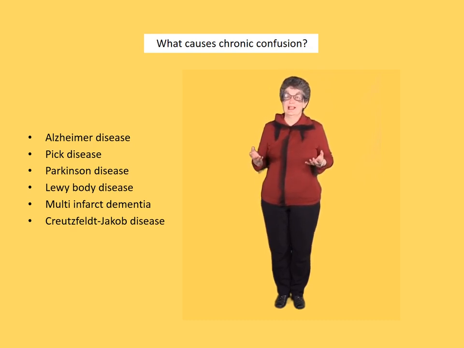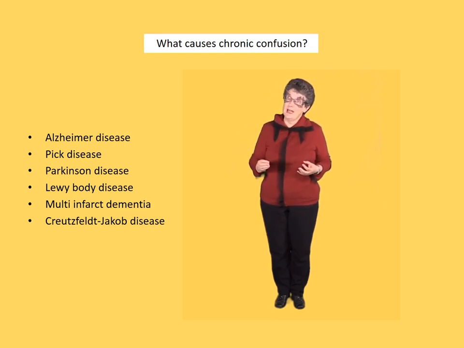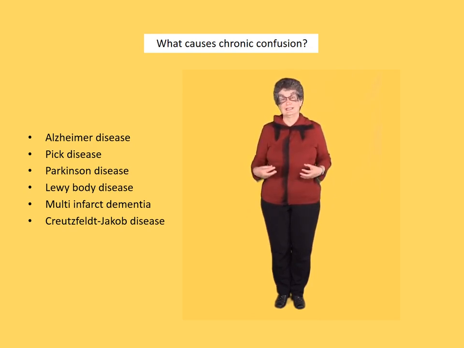For example, in Alzheimer's disease, the problem is memory loss, whereas in Pick's disease, there's often an abnormality in frontal lobe processing and emotional control. Parkinson's disease is, of course, associated with movement disorders.